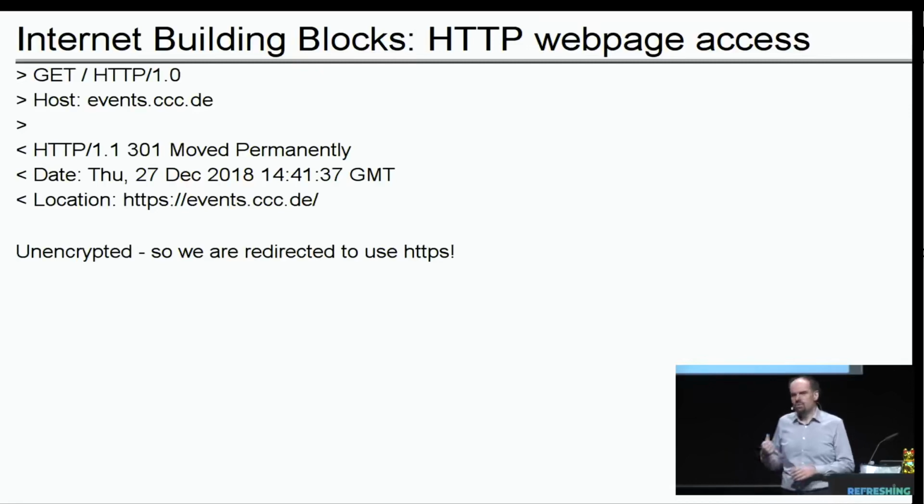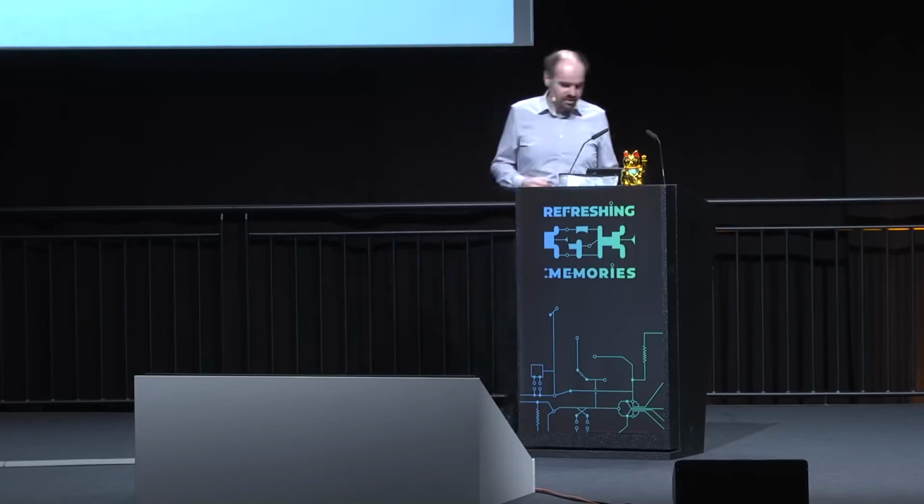So I was using an IP and TCP connection with no encryption, and that's why I can just type in the GET and the host line. But the web server tells me, yeah, sorry, I don't want to talk to you without encryption. So you have to go to this HTTPS address instead. Thank you, events.ccc.de. I like encryption, that's good.